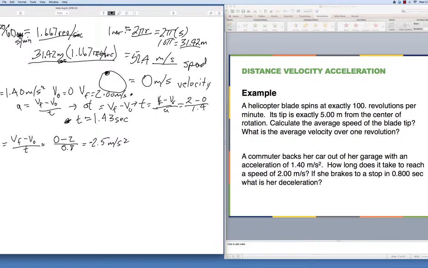Now, if you have any questions about how I did these two problems, make sure you bring them to class on Monday.